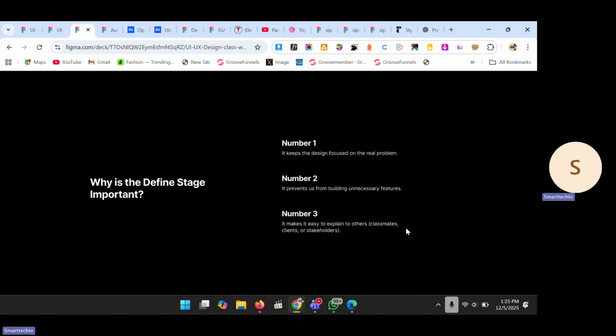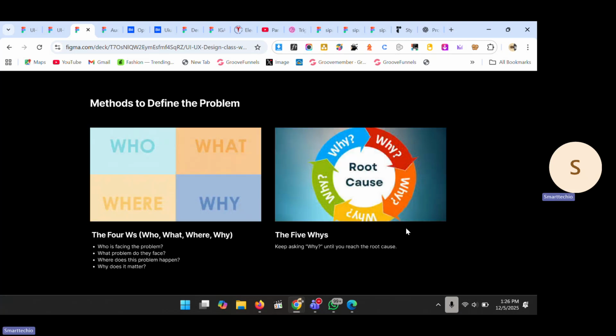Let's proceed. So why is the design stage important? Number one, it keeps the design focused on the real problem. Secondly, it prevents us from building unnecessary features on the app. Thirdly, it makes it easy to explain to others. So that's that. Now, methods to define the problem.